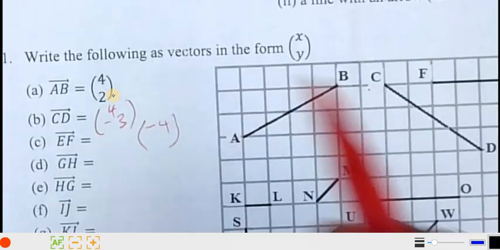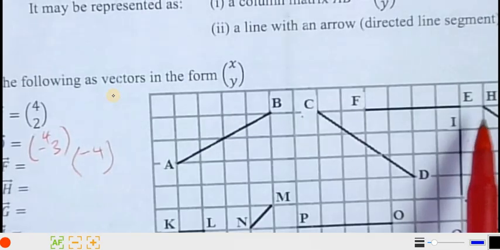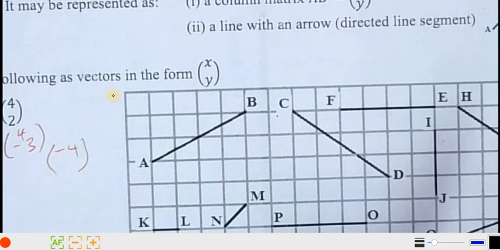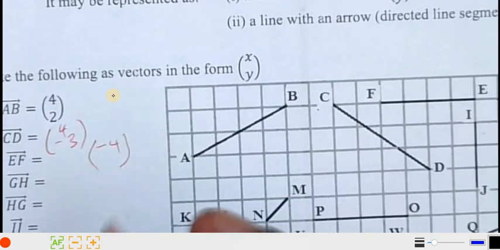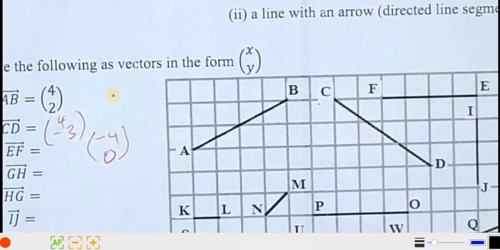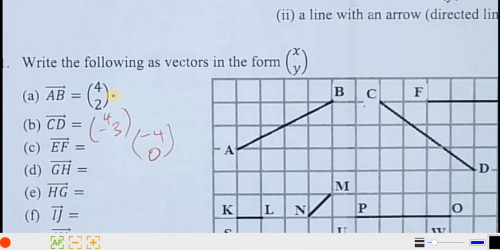Negative 4. And y, what about y? Think about it. What will y be? 0, because you did not move up or down. Up and down represent the movement along the y-axis, the y component. Because we did not move up or down, we will just write 0. Zero movement there. So y is equal to 0. The x component is -4, the y component is 0.